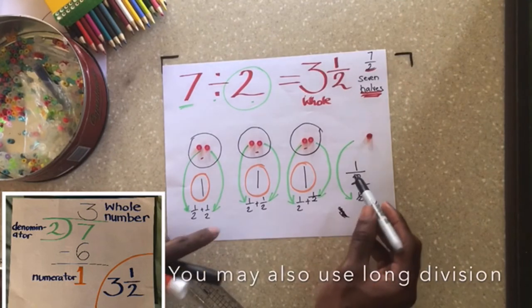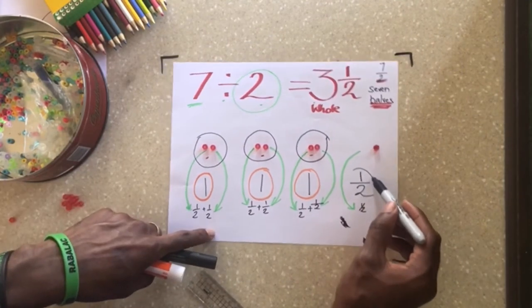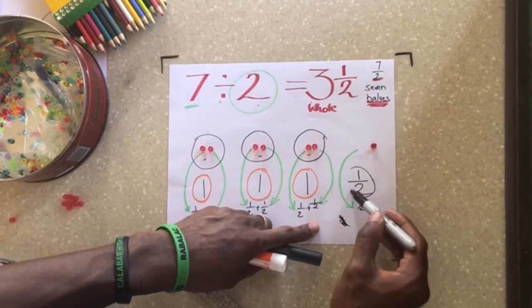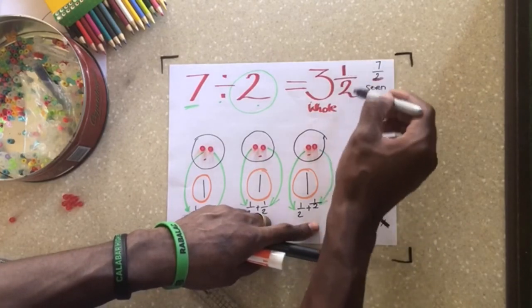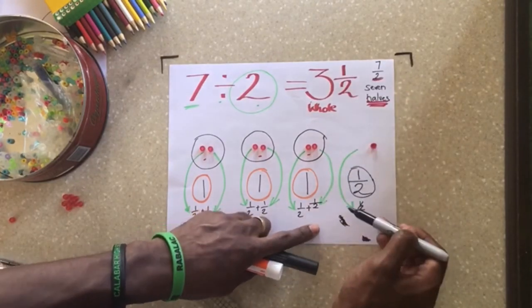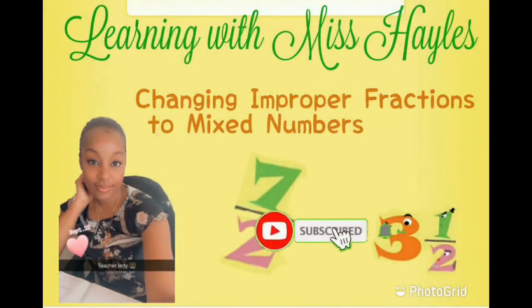If you look closely, the half that is at the top is basically related to the half that is at the bottom. So the half at the top here is the same as the half down by the bottom.